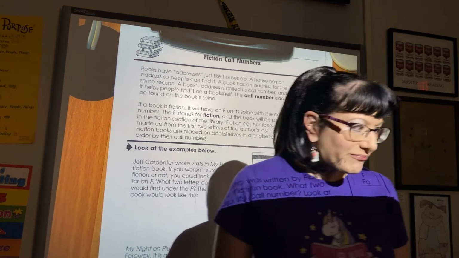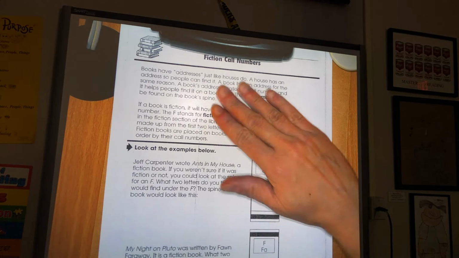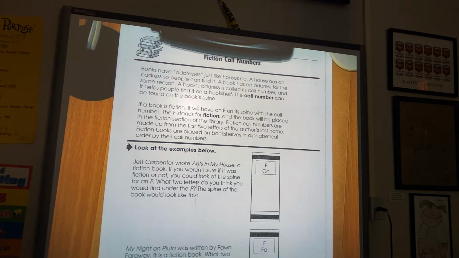So I'm just going to step away over here, and I hope you've all printed out your sheet, and we're going to be working with these fiction call numbers. It says books have addresses just like houses do. A house has an address so people can find it. A book has an address for the same reason. A book's address is called its call number, and it helps people find it on a bookshelf.